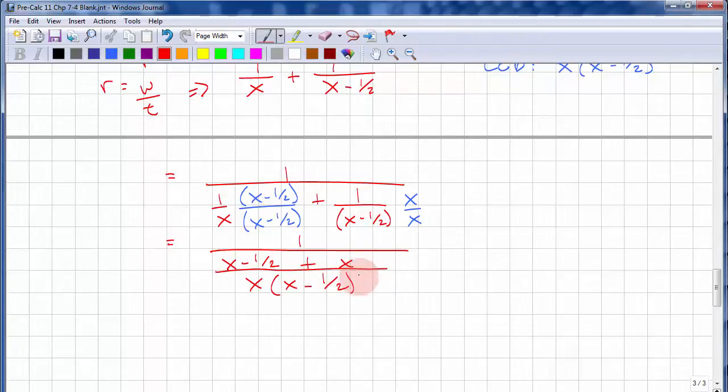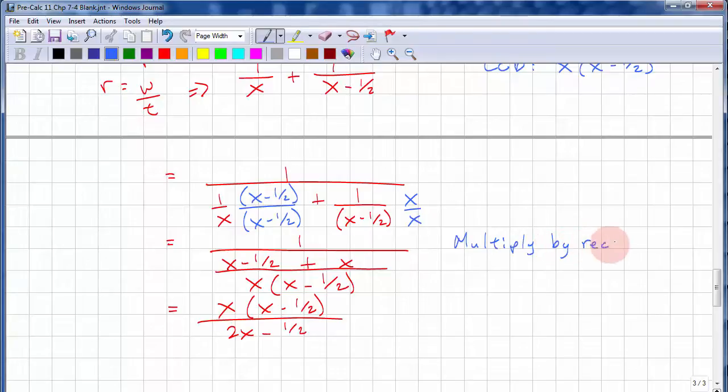Now, what we have here is a fraction in the denominator. So we reciprocate and multiply, but we're just multiplying by 1. So it's just X minus 1 half. And we add these two together, 2X minus 1 half. And it's not required to factor this. And the note here is multiply by reciprocal of denominator.